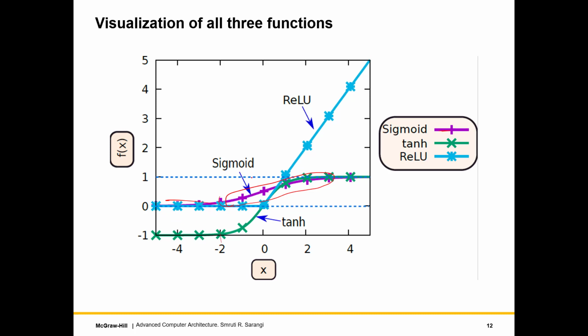ReLU, on the other hand, technically has a much bigger range. But still, most of the action happens around 0. As long as x is negative, we remain at 0, and then we increase on a 45-degree trajectory.